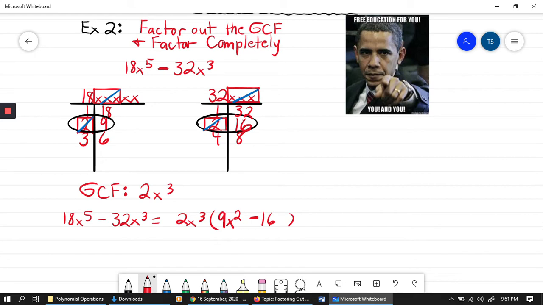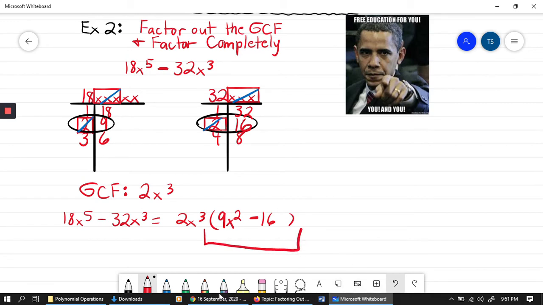So, guys, we have factored out the GCF here. But if you listen and pay attention to the instructions there, it says and factor completely. So, what we can do here is we can look at this part right here.